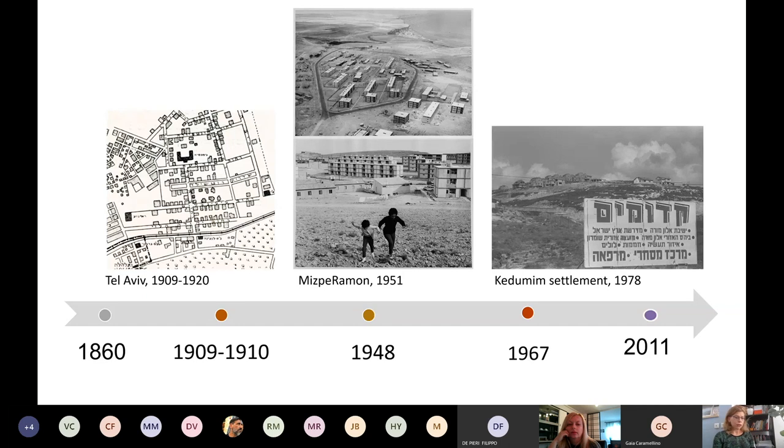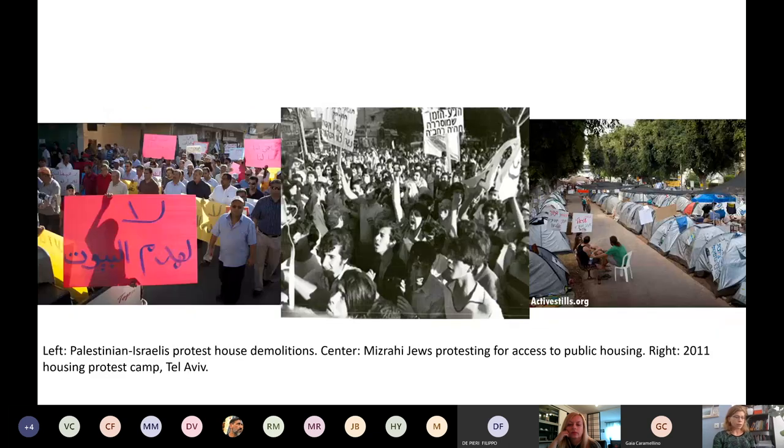And since 1967, housing, whatever your opinion about it is, serves as expanding the nation state by housing citizens beyond its borders. At the same time, housing has historically allowed citizens to negotiate their status and membership in the national home via struggles over individual homes. So you can see here Palestinian Israel's struggle against housing demolitions, Mizrahi Jewish struggle for access to public housing, and the 2011 housing protest.